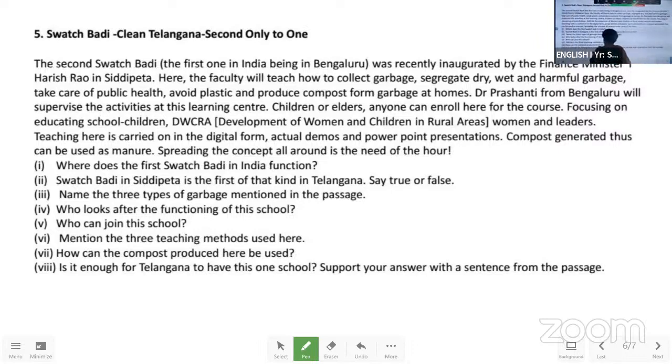Good afternoon, students. We are back again to take the English class for the junior inter. Yesterday, we had been doing the comprehension, and we shall be continuing with that same topic today also. So, like I told you earlier, comprehension is very easy for you to get full marks. But then you have to understand how to go about skimming and scanning the passage.